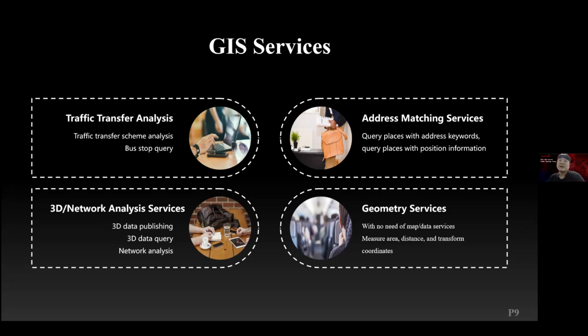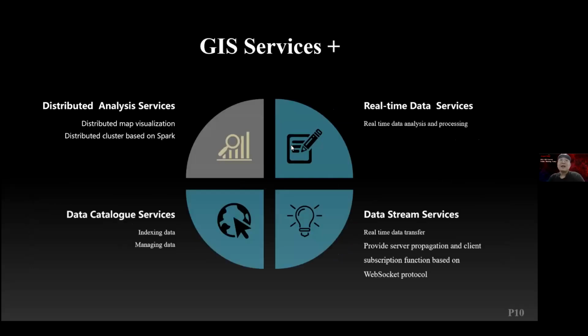The geometry service needs no map or data service. It's a built-in service, and if there is no data source to be based on, we can achieve some functions. And there are some advanced functions also, like the distributed analysis service, real-time data service, data catalog service, data stream service. These are mainly related to big data technology, such as distributed analysis, which helps us to manage our data distributedly and to do the spatial analysis for a big volume of spatial data.